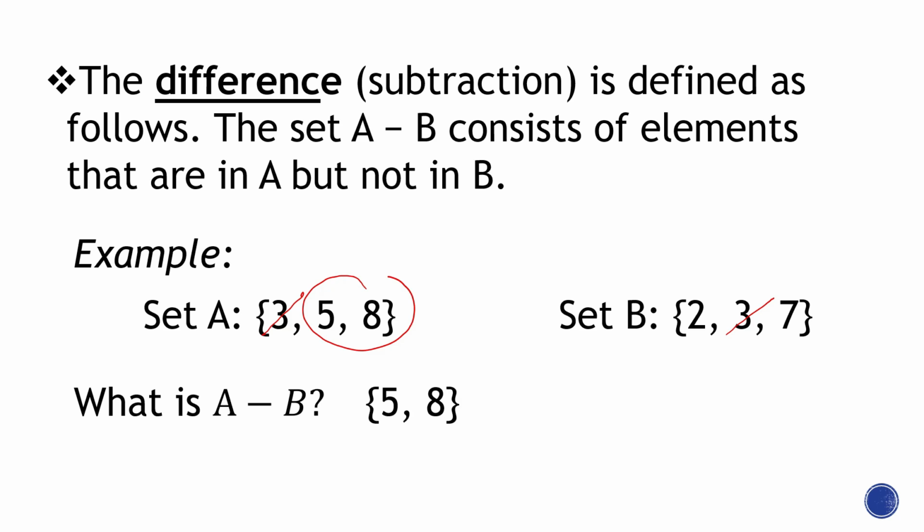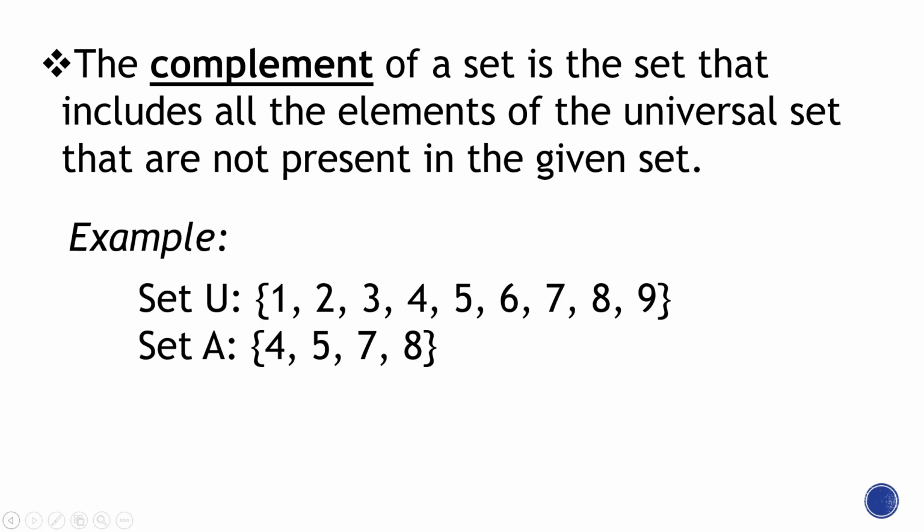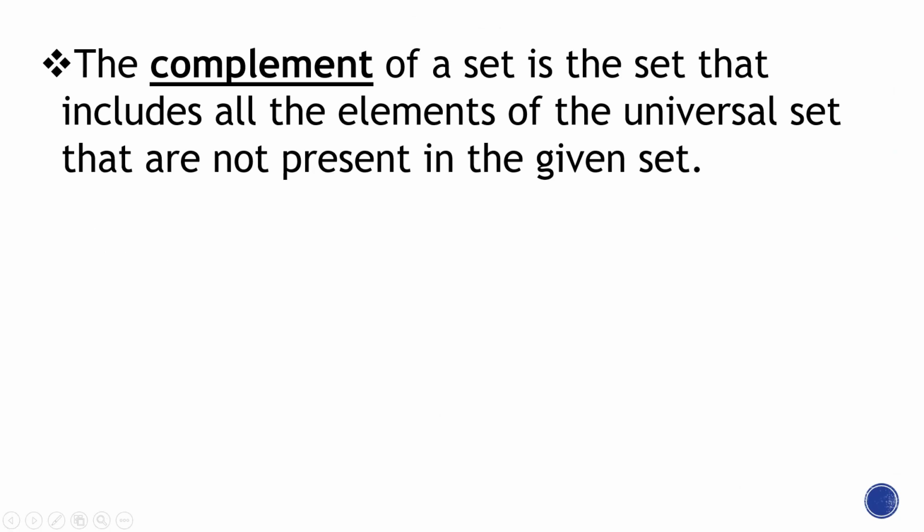And then finally, the complement of a set, which is almost the same as difference, but in the complement of a set, there is what we call a universal set. Okay, so here we go. The complement of a set is the set that includes all the elements of the universal set that are not present in a given set. Okay, so there's a given set, and then there's a universal set. And all the elements in the universal set that are not in the given set, that's the complement of a set. Okay, so I think I just paraphrased the definition, but let me give you an example here.